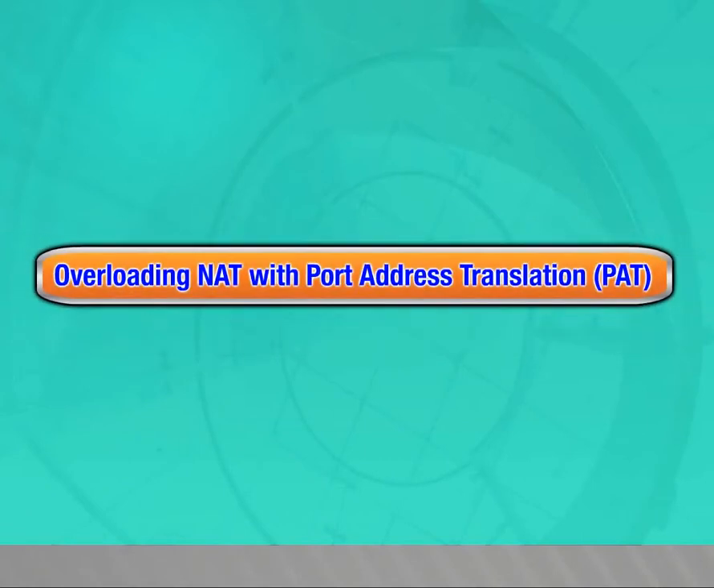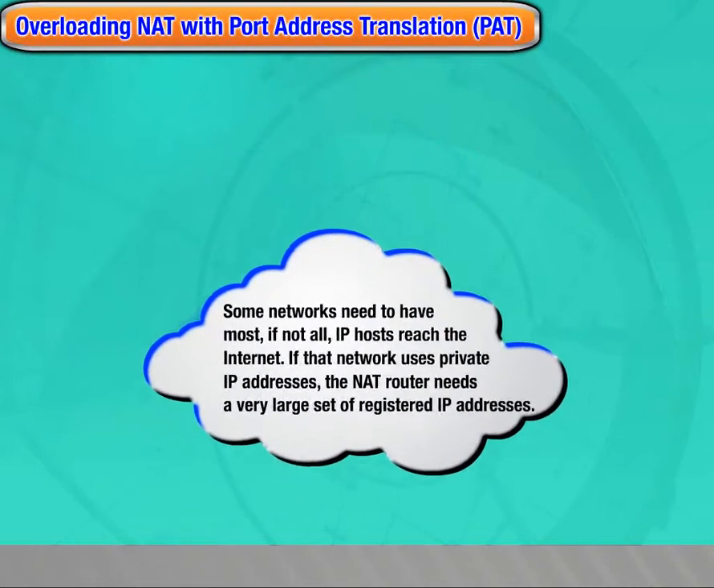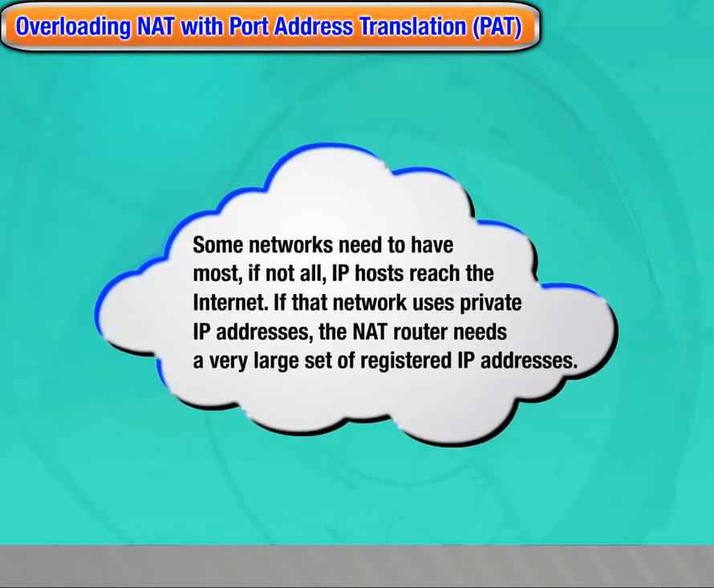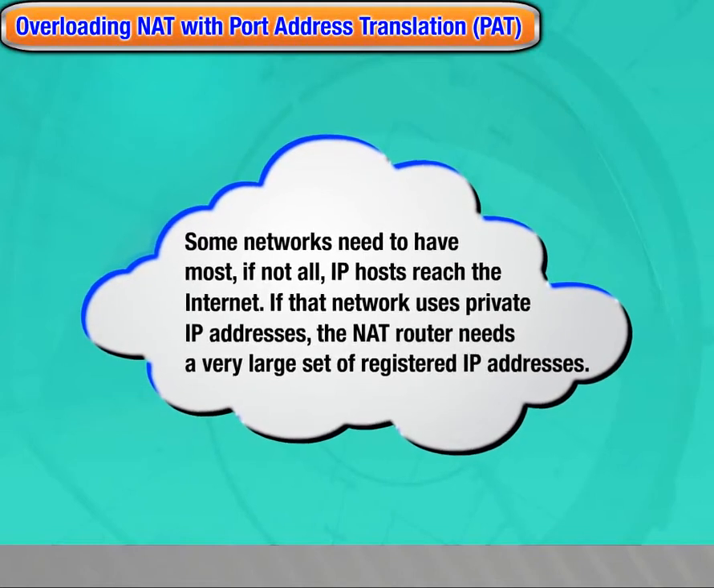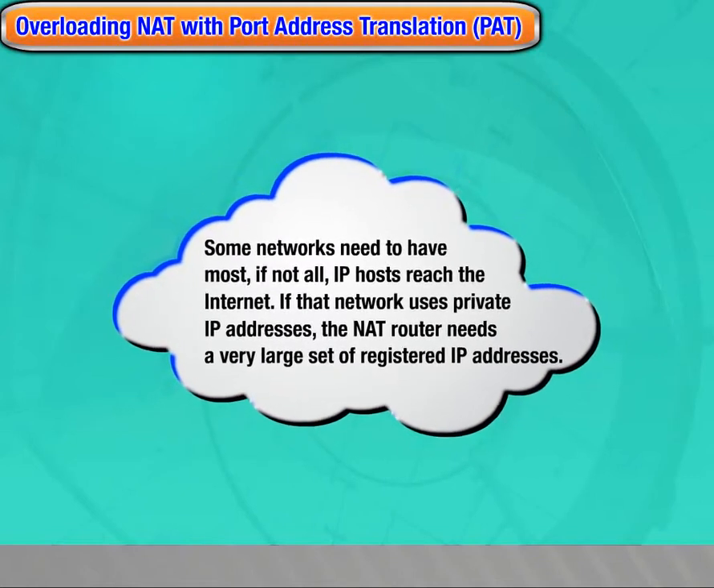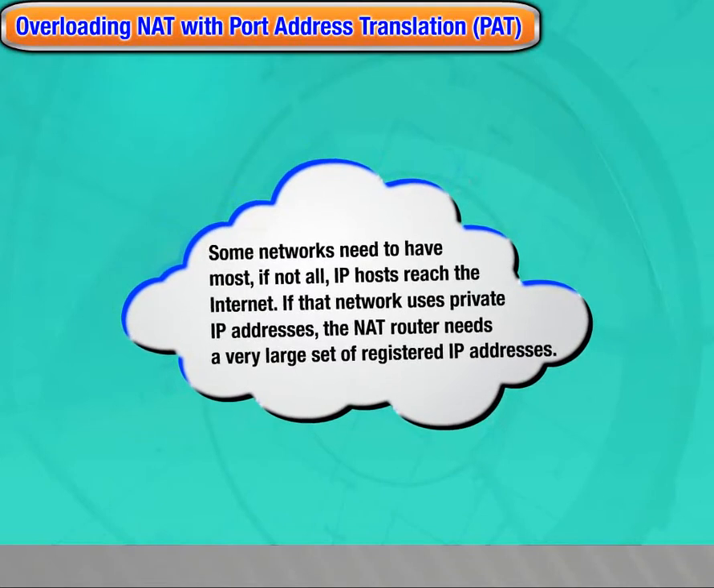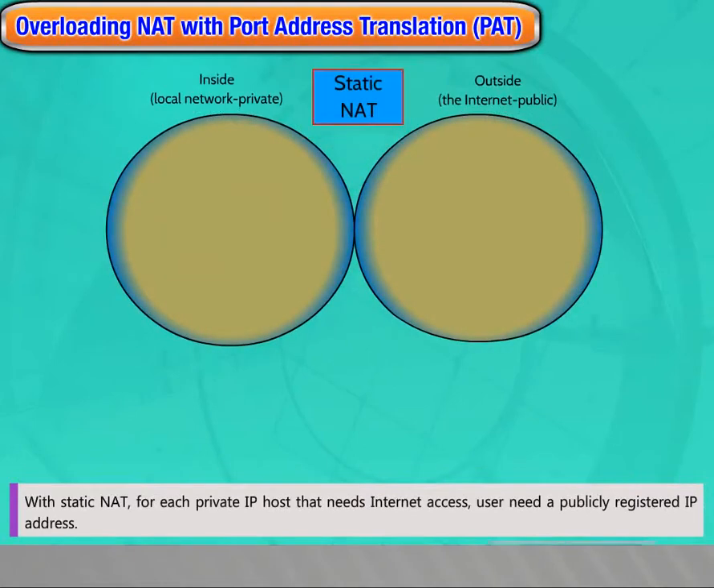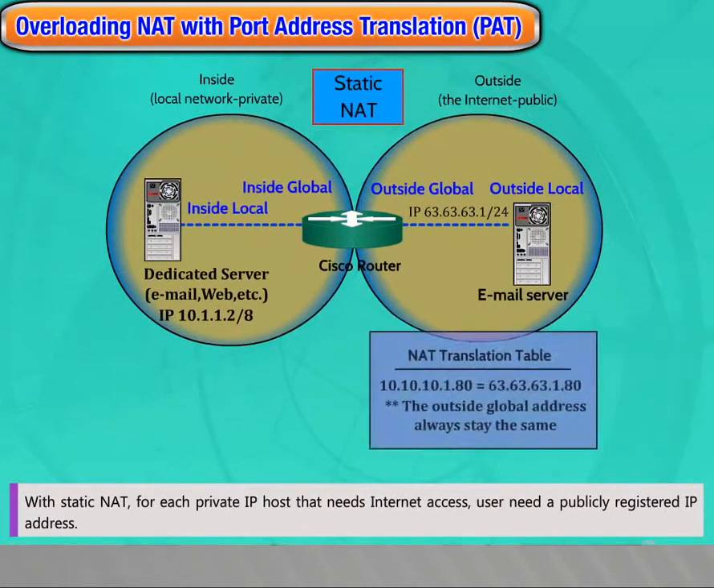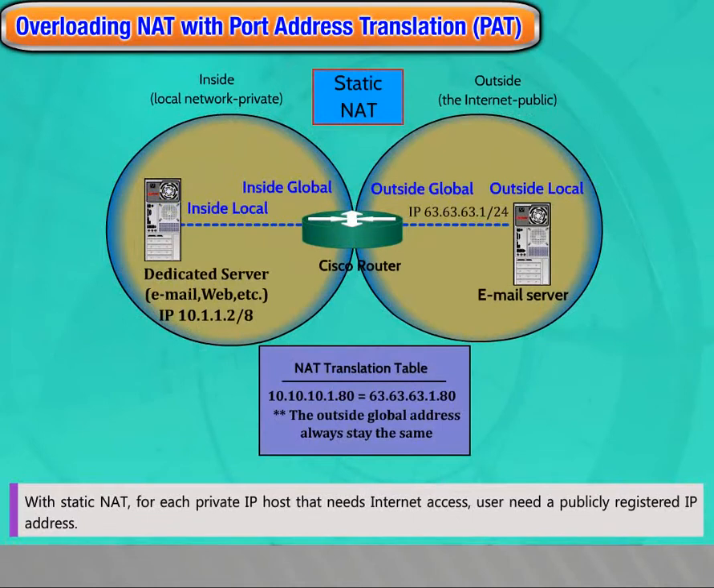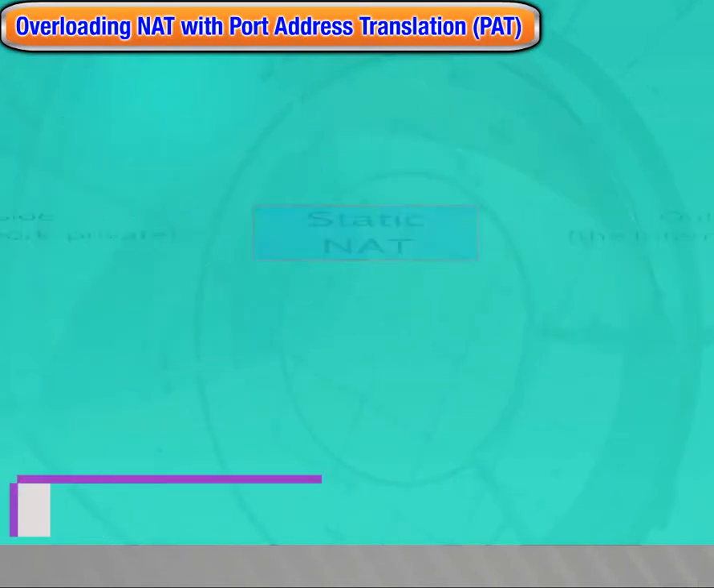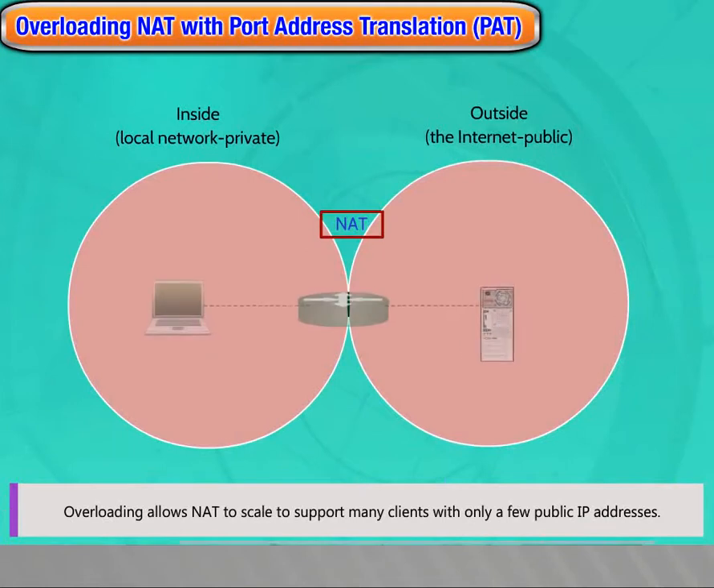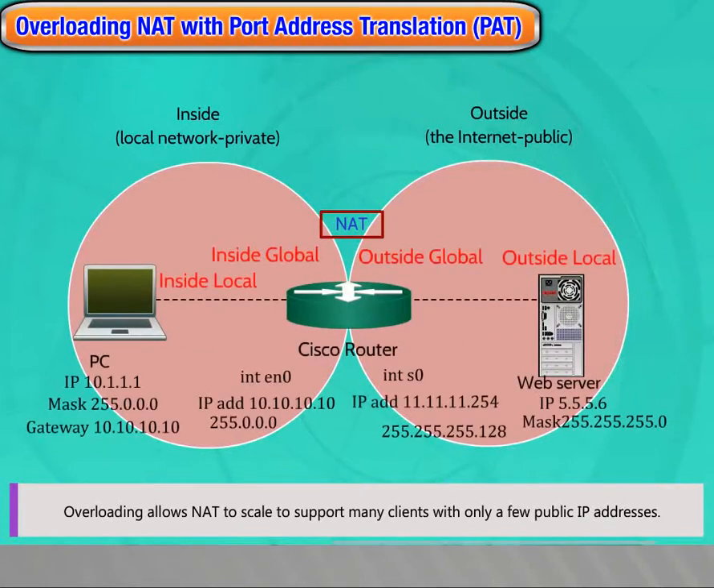Overloading NAT with port address translation (PAT). Some networks need to have most, if not all, IP hosts reach the internet. If that network uses private IP addresses, the NAT router needs a very large set of registered IP addresses. With static NAT, for each private IP host that needs internet access, the user needs a publicly registered IP address. Overloading allows NAT to scale to support many clients with only a few public IP addresses.